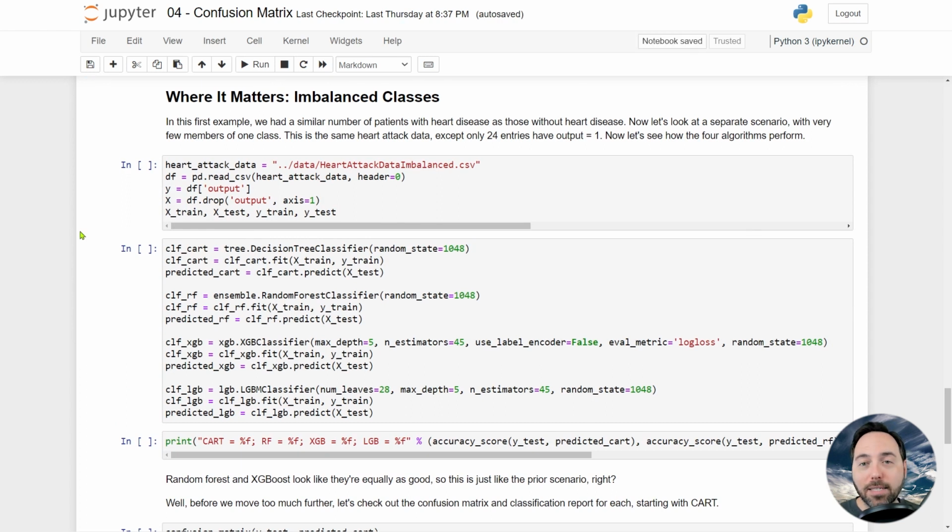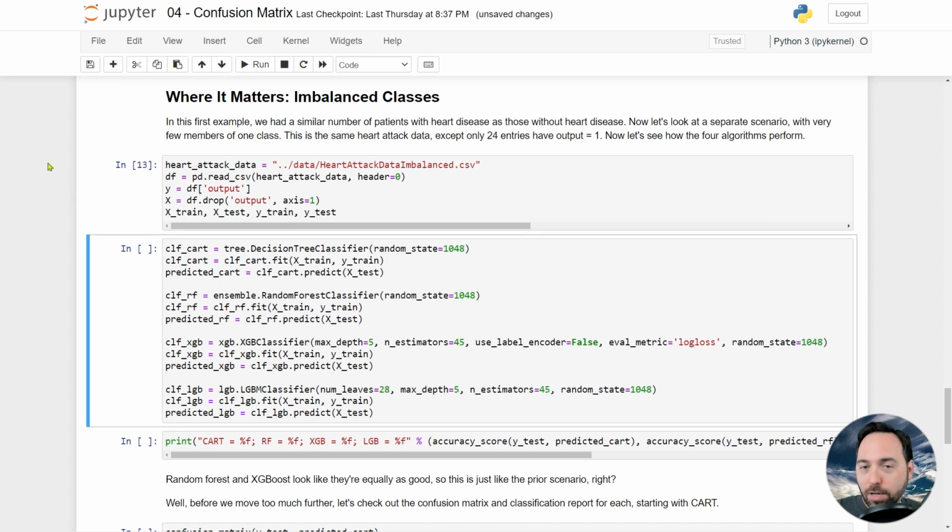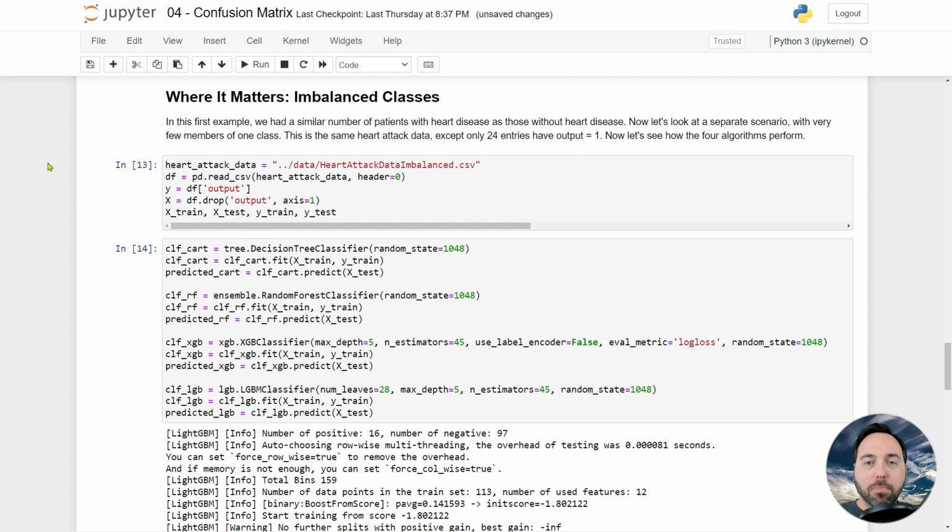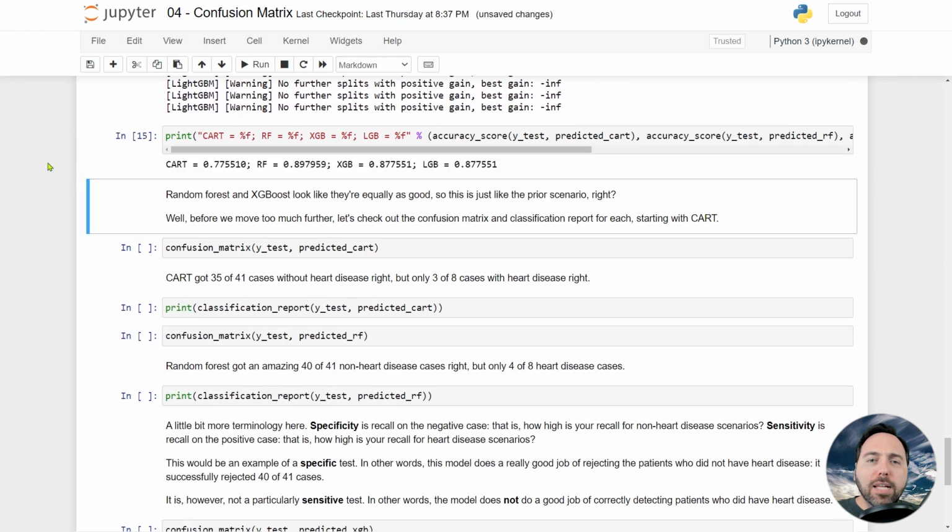The heart attack dataset, as I mentioned, is a very balanced dataset. There are almost as many people who had heart disease as people who did not. But let's look at a slightly different scenario. I've taken out all but 24 of the heart disease cases, while leaving in approximately 150 cases without heart disease. Let's see how each algorithm performs. We can see that CART's accuracy is approximately 77%, and the other three techniques are in the 87 to 89% range. But let's dig in a little deeper.